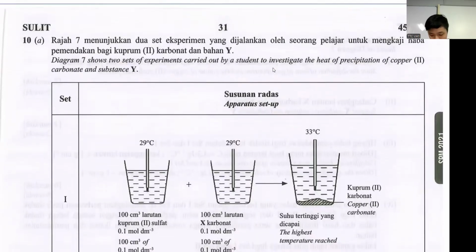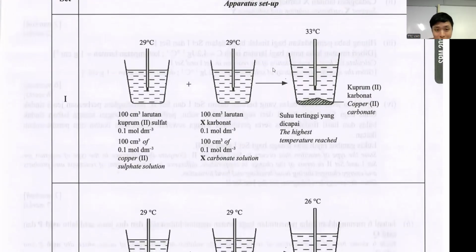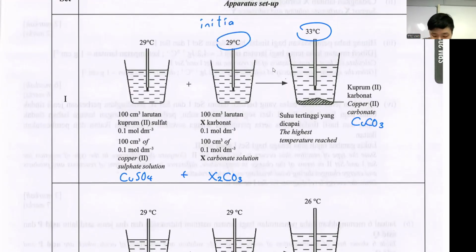Okay. Question 10. This is Form 5, Chapter 3. You notice 2021, all the essays are Form 5. So Diagram 7 shows 2 sets of experiments carried out by a student to investigate the heat of precipitation of copper(II) carbonate and substance Y. So you have 2 sets of experiments. You see, initial temperature is 29, highest is 33.